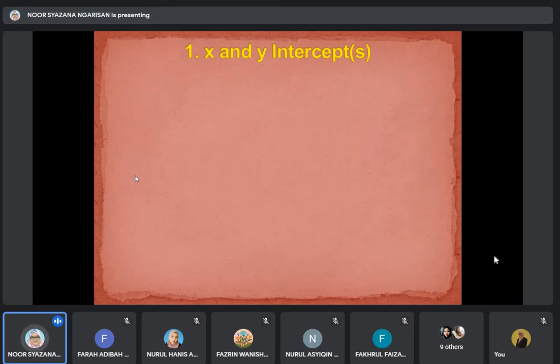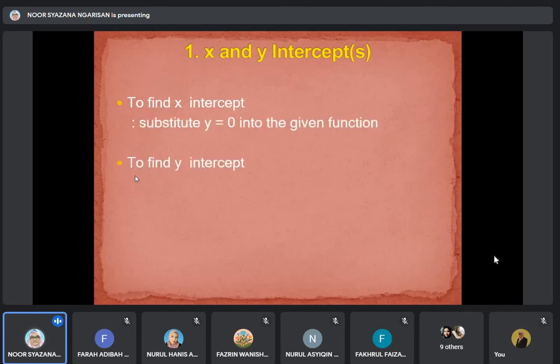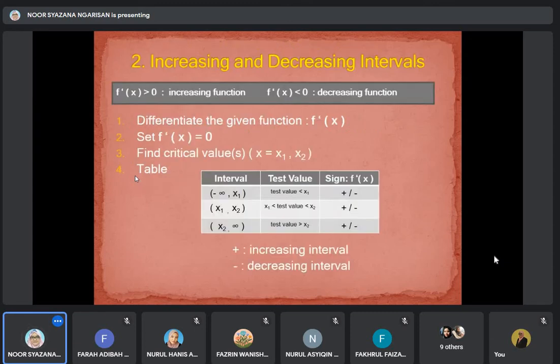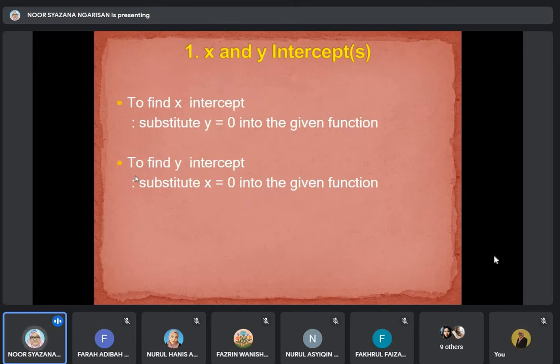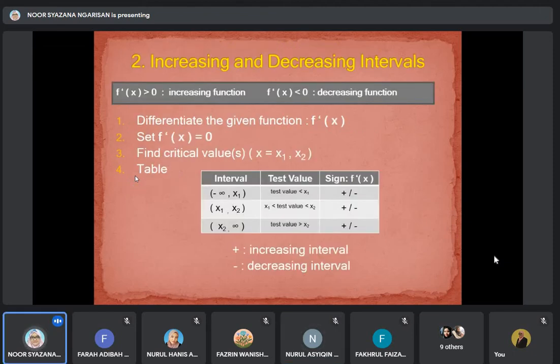Okay, number 1, x and y intercept, pintasan x dan pintasan y. To find x intercept, substitute y equals 0 into the given function. To find y intercept, substitute x equals 0 into the given function. Any question? Saya rasa dah banyak kali awak jumpa. Masa SPM pun ada belajar kan? Tak ada masalah kan? Okay, madam.